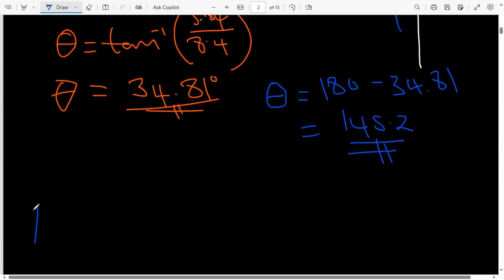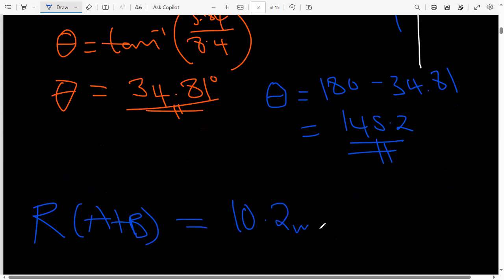So we're going to say the resultant of A plus B. Remember, we're just on A plus B. I want to simplify this as simply as I can. So the magnitude, we found it was 10.2 meters, and then the direction from the positive x-axis is 145.2 degrees. So this here is the correct answer for A plus B. Right, so any questions from there before we go to A minus B?